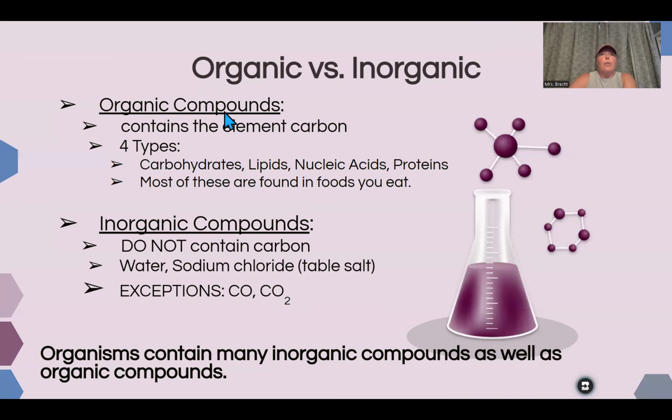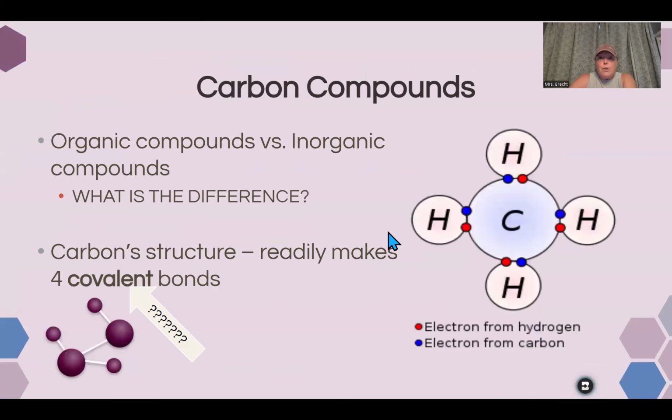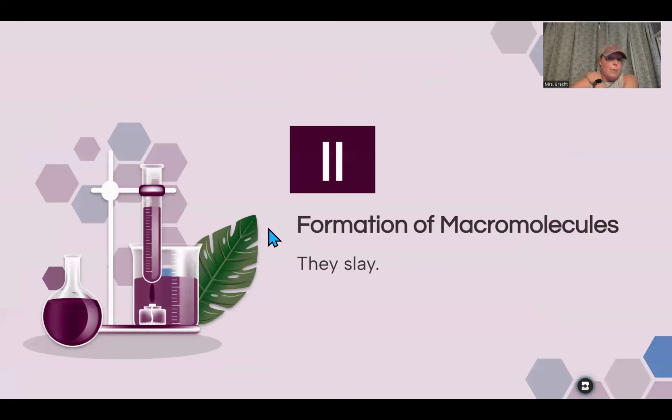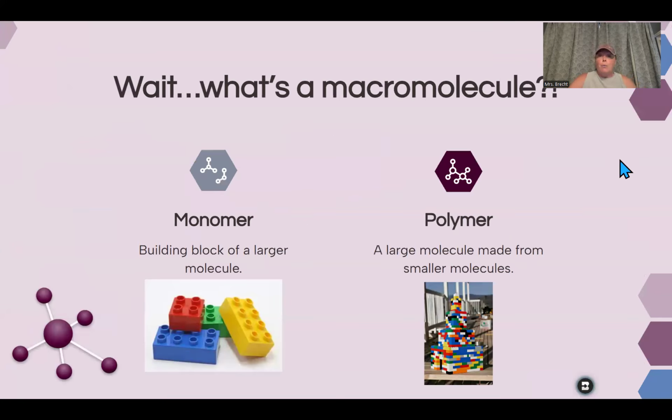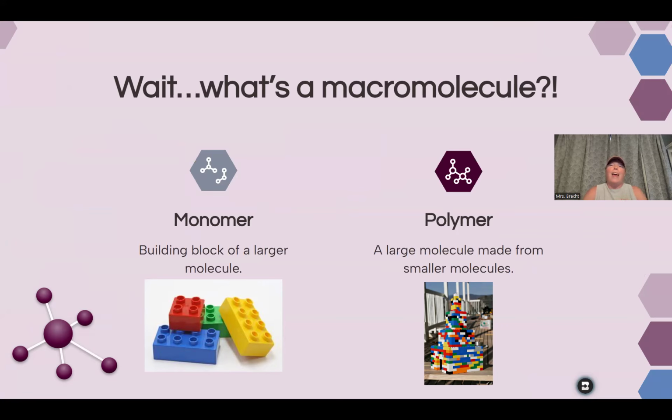So those things are important to know about carbon. The next thing that we're going to talk about is how macromolecules form. Macromolecules are very important because they are the buildup of all living things and they form in a variety of ways. A macromolecule is just a large molecule that's in living things. And they have two different forms.